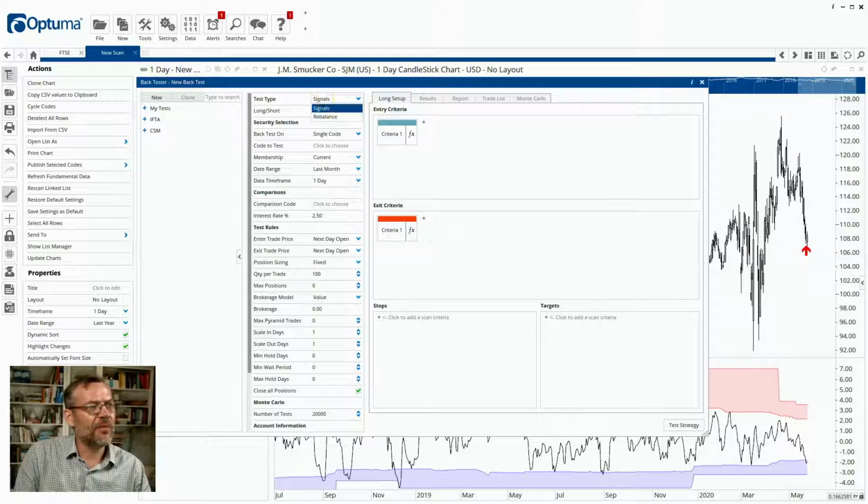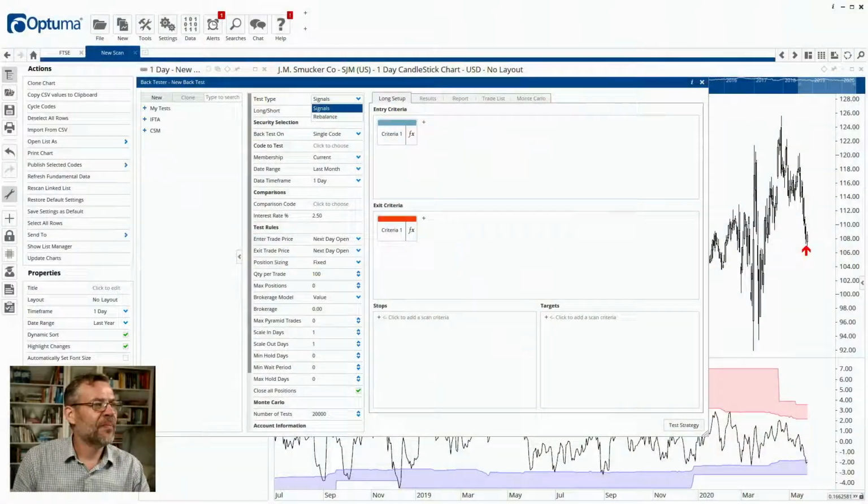Right, so the test types, I've got two types of tests. I can do a signal test, which is what we're building here, or I can do a rebalance test, which is more along the lines of order all of these securities, because I have to have a position in 15 of them and then take the top 15 based on this condition, based on their market cap or their performance or whatever it may be. So you can set that up.